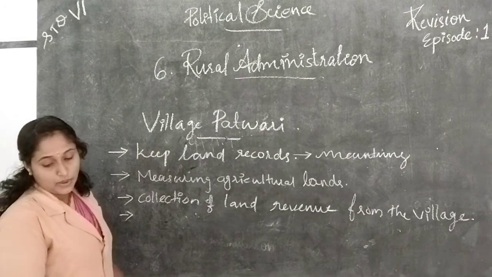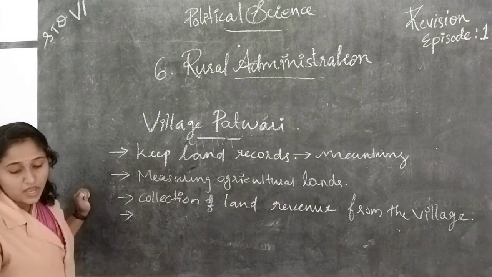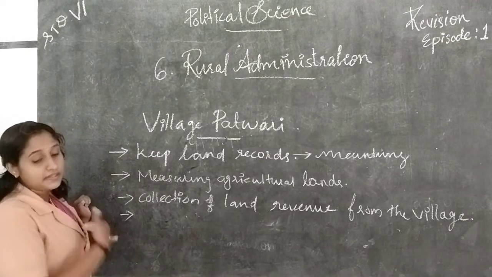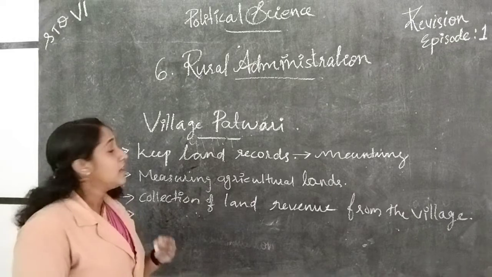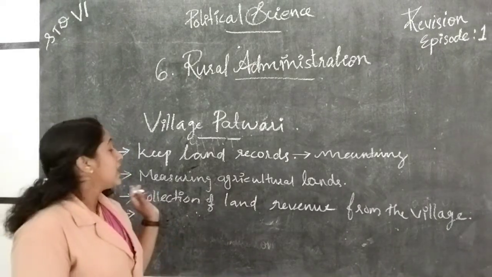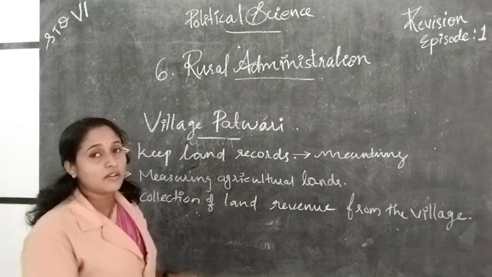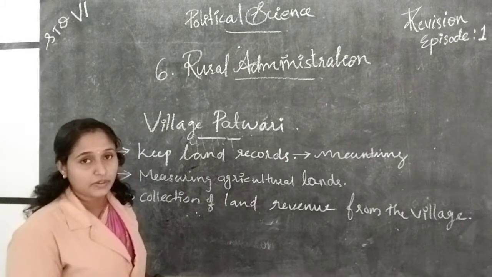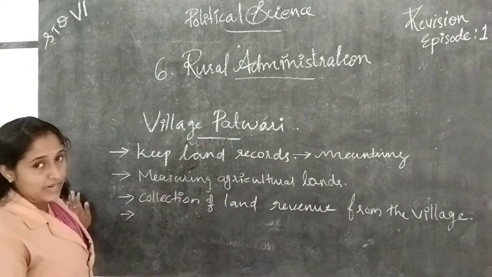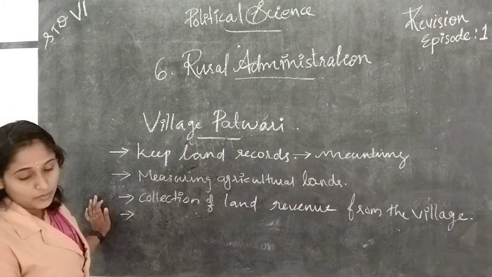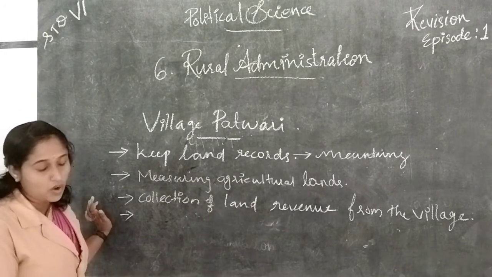And the patwari is assisted by other officers. Look at your textbook, page number 51, the last paragraph, and you also have a map in the next paragraph. The patwari provides information to the government about the crops grown in this area.